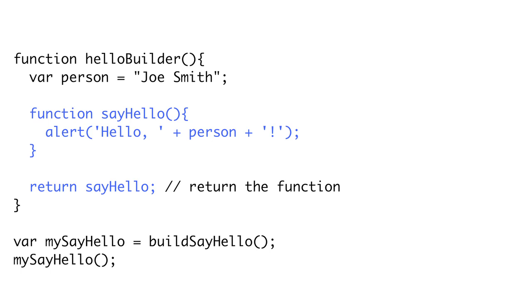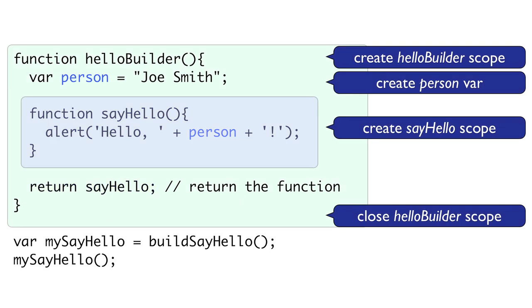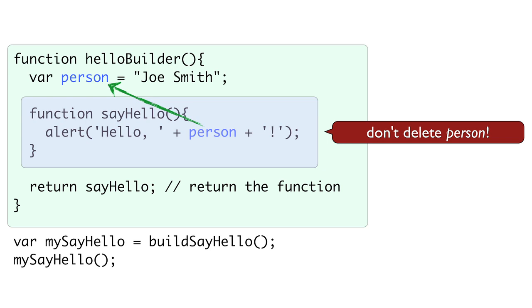Inside of our inner sayHello function, we can use the person variable that is defined in the outer HelloBuilder function. When we call HelloBuilder, JavaScript creates the person variable, creates a sayHello function, and then it will return it. You might think that when HelloBuilder finishes and we go back to the global namespace, that we can delete the person variable because we can no longer access it. But we can't. We returned a function from the HelloBuilder scope that can access the person variable. If person was garbage collected, calling our sayHello function wouldn't work because there would be no person to greet.